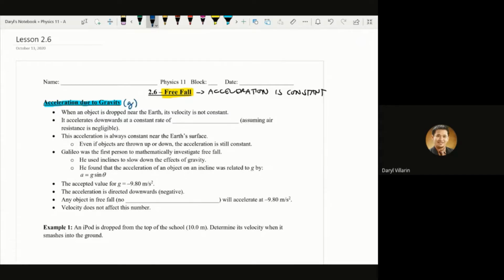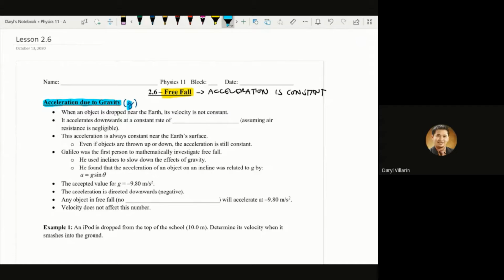But remember, g is not gravity, okay? The complete name for that particular symbol, for that particular constant, is acceleration due to gravity.